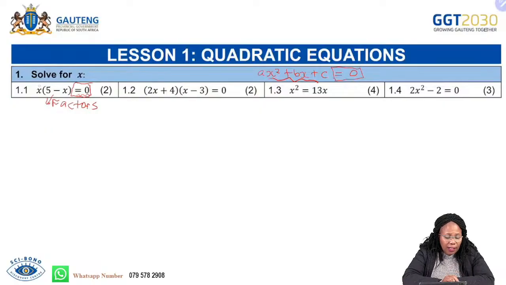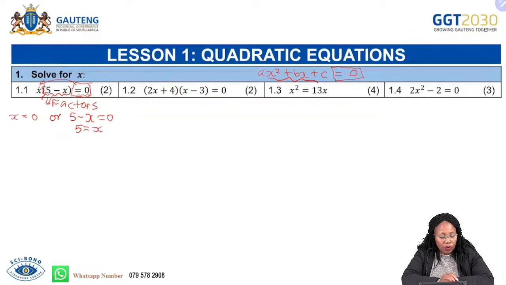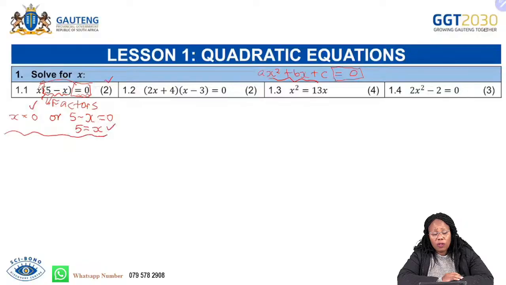The first x is equal to 0, straight to the solution, or the 5 minus x bracket is equal to 0. So that means you are going to say x is equal to 0 and 5 minus x is equal to 0. And then for the second one, 5 is equal to your x when you take it to that side. That is the solution. That is why it's 2 marks: x equals 0 and x equals 5 as your solution.